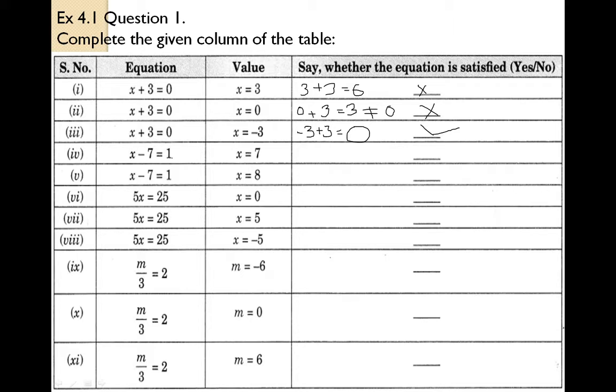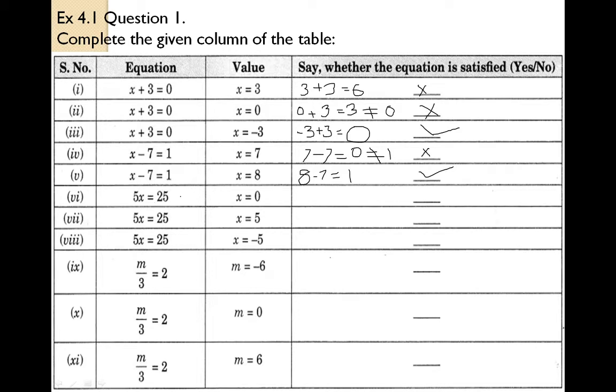x minus 7 is equal to 1 and the value of x is 7. So 7 minus 7, we get 0, which is not equal to 1. So this equation is not satisfied with the value of x as 7. But x minus 7 is equal to 1 and the value is 8. So 8 minus 7 is equal to 1. So this equation is satisfied. The value of x is 8.